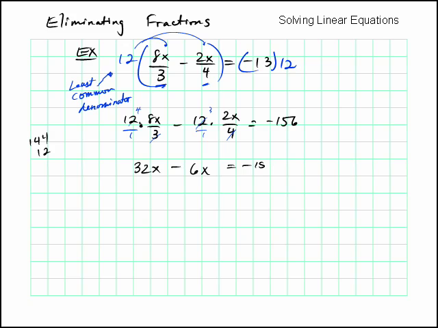Let's fix this. Now the next step is to combine my like terms. I got 32x minus 6x, which is that 26x, equals negative 156. And now finally, divide both sides by 26.